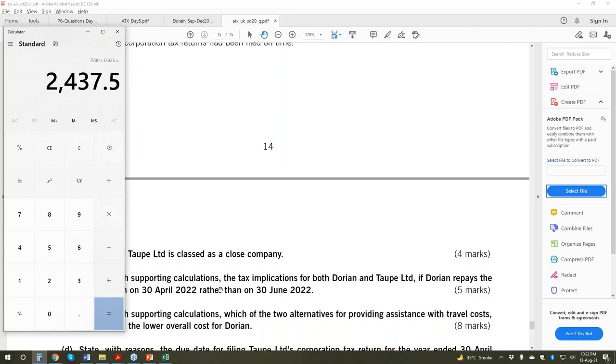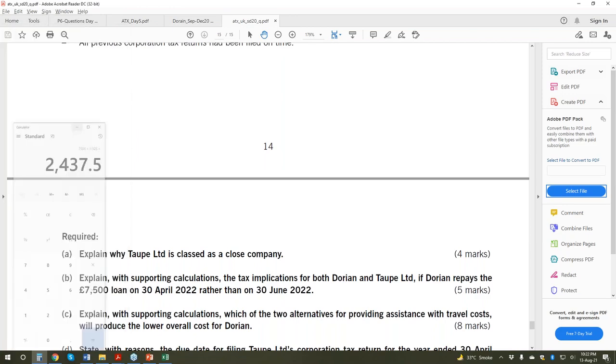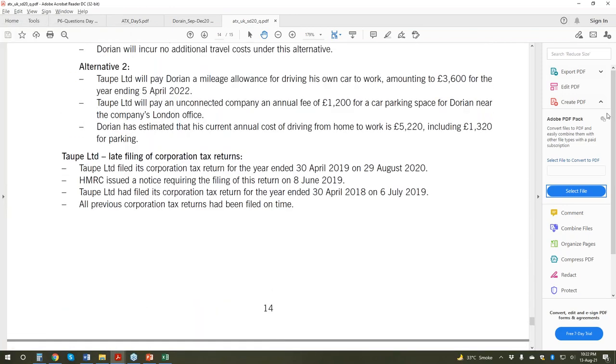Let's go back and discuss the third part by reading the question. Yes, Rakesh, we can discuss that it will not be good from a cash flow point of view if the company gets the recovery of the loan and the refund later rather than sooner. So we can discuss that point.